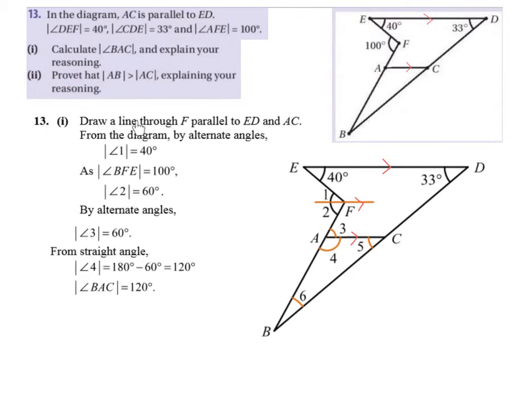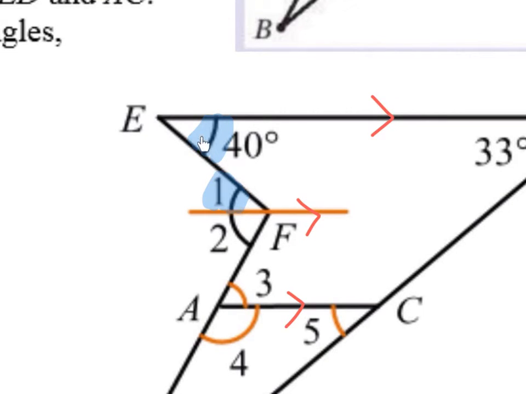So, draw a line through F parallel to ED and AC. That's what I've done there. From the diagram, by alternate angles, angle 1 is equal to 40 degrees. So we have two parallel lines and a transversal cutting through them. Angle 40 degrees is alternate to angle 1, because these are parallel lines and this is a transversal cutting through them. So these are equal, and angle 1 is also 40 degrees.